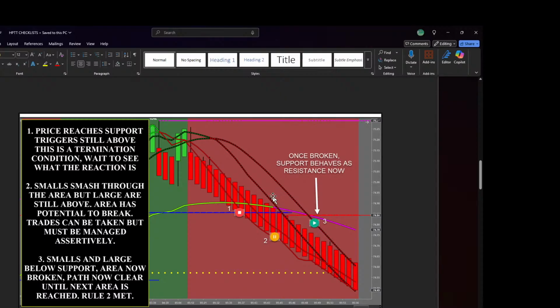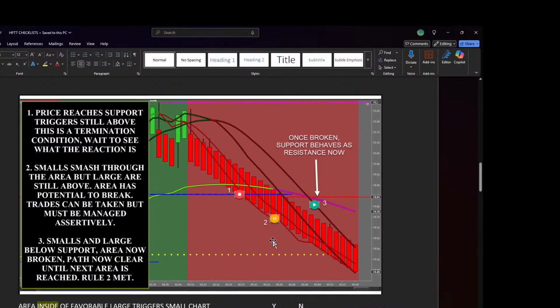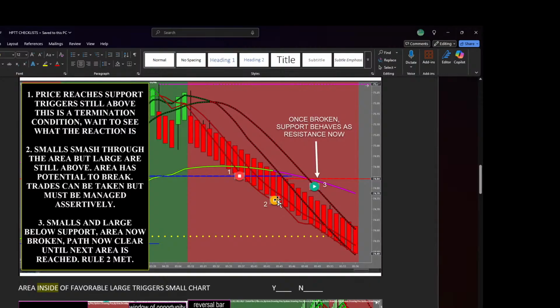This number two with the pause button, this is where you're headed, guys. This is one of the doors that gets opened when you understand the difference between a termination condition and a clear path. This is what we call a 50-50 look, and this is the second trade on the plan that I'm going to give you. And this 50-50 look is aptly named because 50% of your triggers have broken through the area in question, 50% are lollygagging above it still. So it's not a clear path.